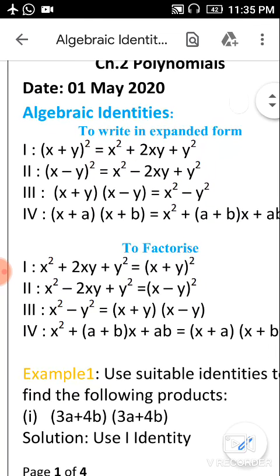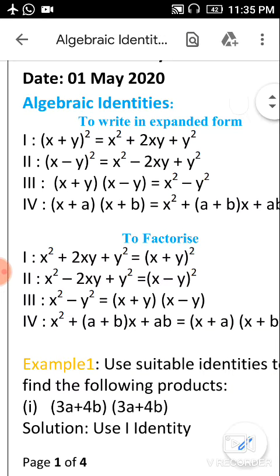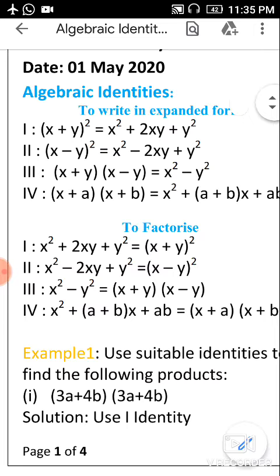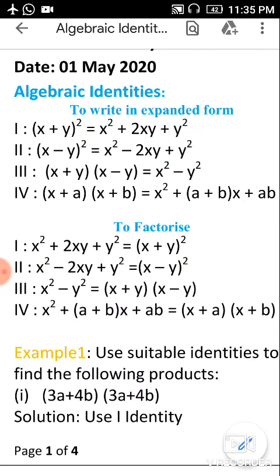First identity, (x + y) whole square equals x square plus 2xy plus y square. Second identity, (x − y) whole square equals x square minus 2xy plus y square. Third identity, (x + y) into (x − y) equals x square minus y square. And fourth identity, (x + a) into (x + b) equals x square plus (a + b) into x plus ab. These identities we have to use for multiplication or to write in expanded form.